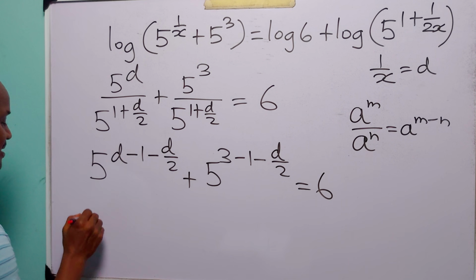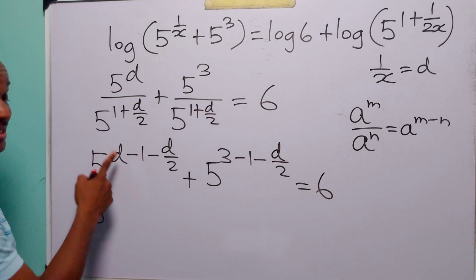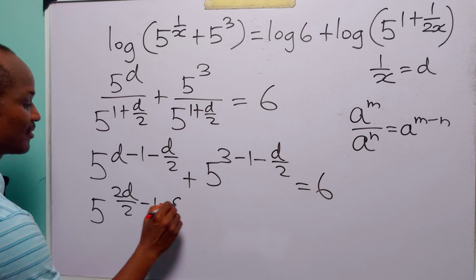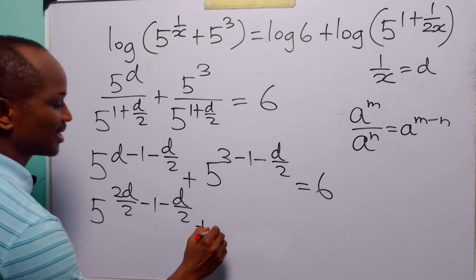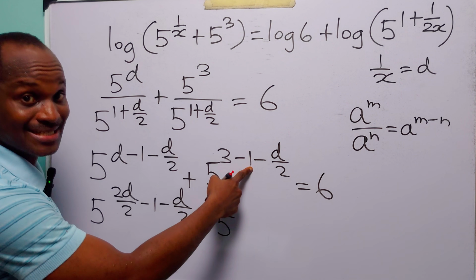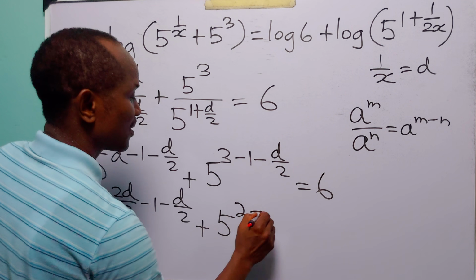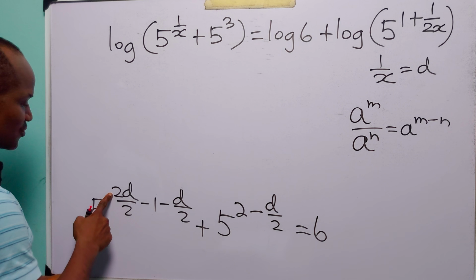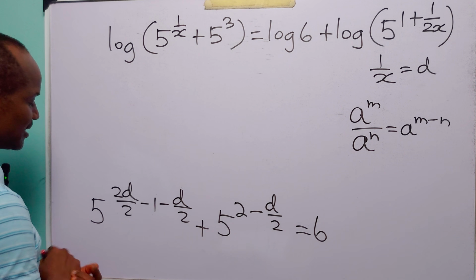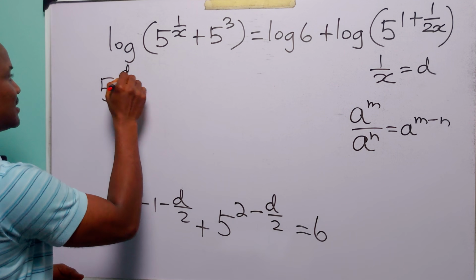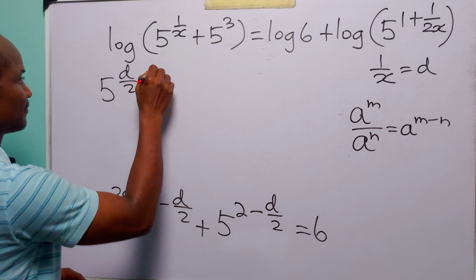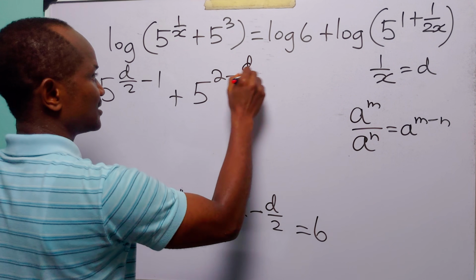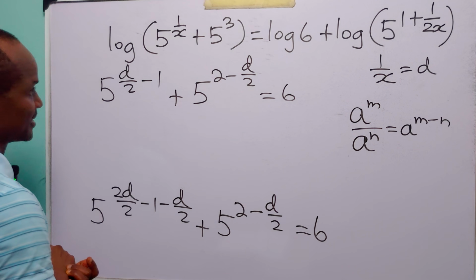And of course, we can write this as 5 to the power d is the same as 2d over 2 minus 1. Then we have minus d over 2 plus 5 to the power 3 minus 1 is equal to 2. So here we have 2 minus d over 2 is equal to 6. Now 2d minus d is equal to d. So we have this as 5 to the power d over 2 minus 1 plus 5 to the power 2 minus d over 2 is equal to 6.